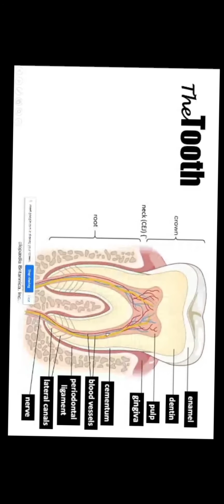Plus, it's also good to note that if enamel can only be found on the crown, as you can see on the picture, the dentine can be found throughout the circumference of the entire tooth. You can find it on the crown, you can find it on the root portion. That's why we have coronal dentine on this part.